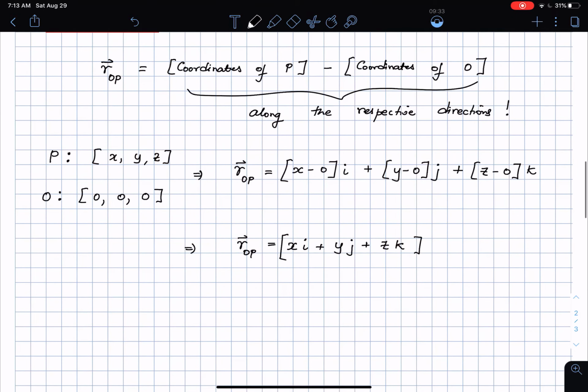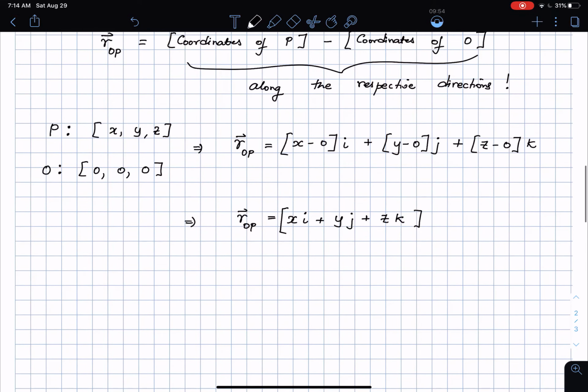So once again, the position vector is given by the coordinates of P minus the coordinates of O along the respective directions. So I take the coordinates of P, the coordinates of O, subtract them in the x direction, multiply by the unit vector i. Then the same in the j direction, same in the k direction. And I can also find the magnitude of the position vector. So this is the Cartesian form of the position vector.